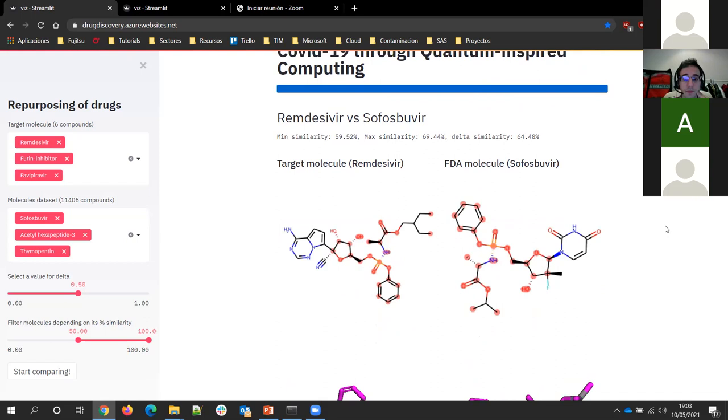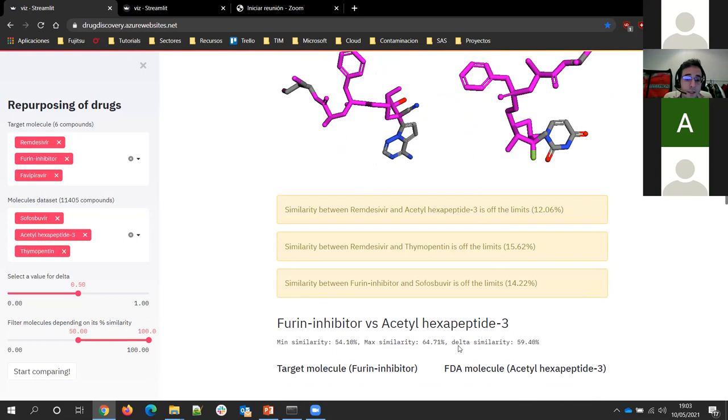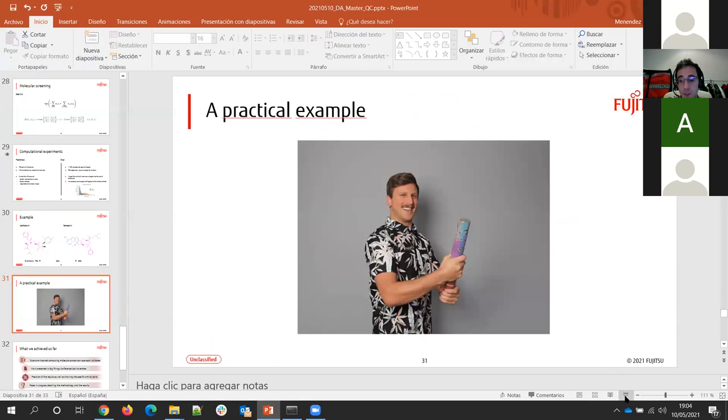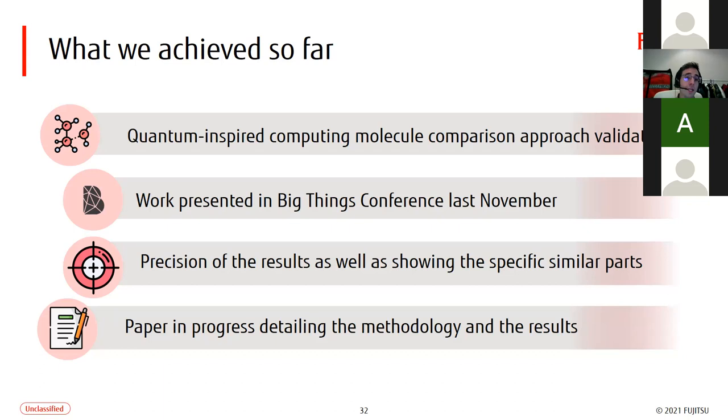Well, that was the experiment, and as I said before, this is something that we are going to publish in a research paper. And the thing is that we have seen that quantum-inspired computing in the case of molecule comparison is a validated approach. In this case, we can use Digital Annealer to compare several molecules and see what happens in the lab. Okay, this is part of the work that we presented in the Big Things conference last November with a good precision of results, because we have seen which are the specific parts that are similar enough in comparing two molecules. And as I have said before, there is a paper in progress detailing all the methodology and the results.